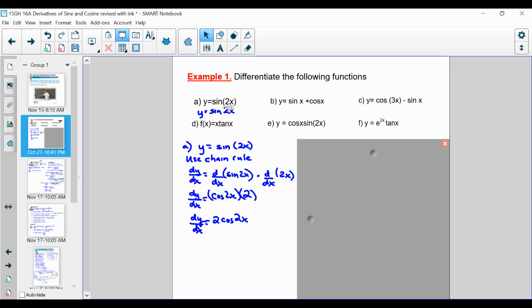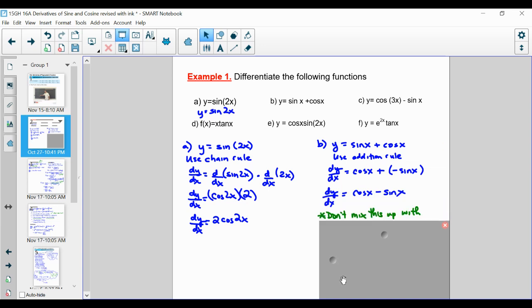The derivative of sine of 2x, we're going to use the chain rule. So we're going to do the derivative of the outside part, which is sine, times the derivative of the inside part, which is the 2x. The derivative of the sine 2x part is cosine of 2x, and the derivative of 2x is 2, so we get 2 cosine 2x.